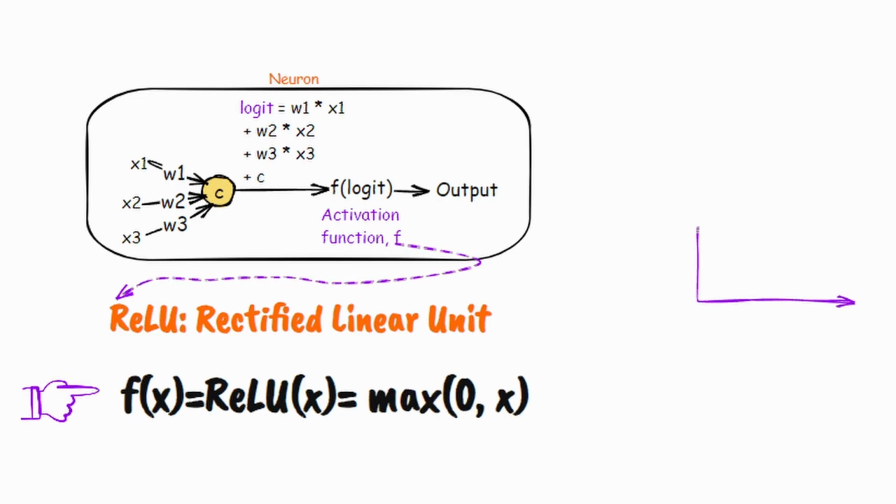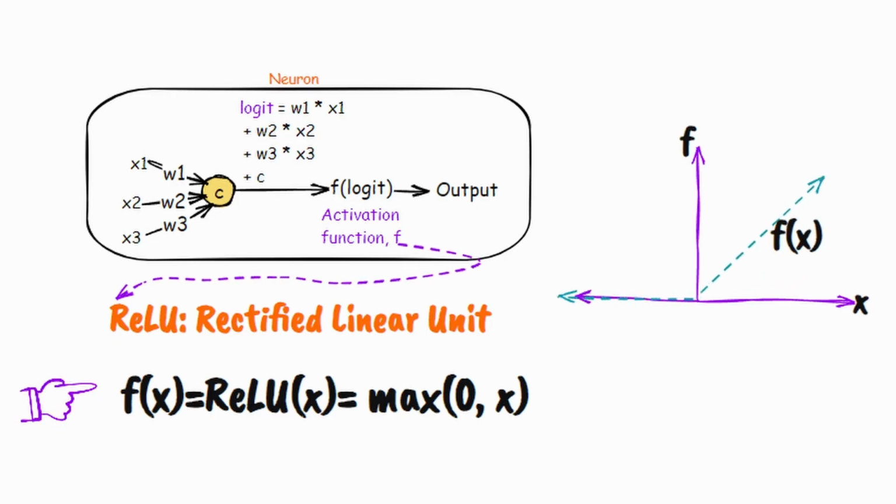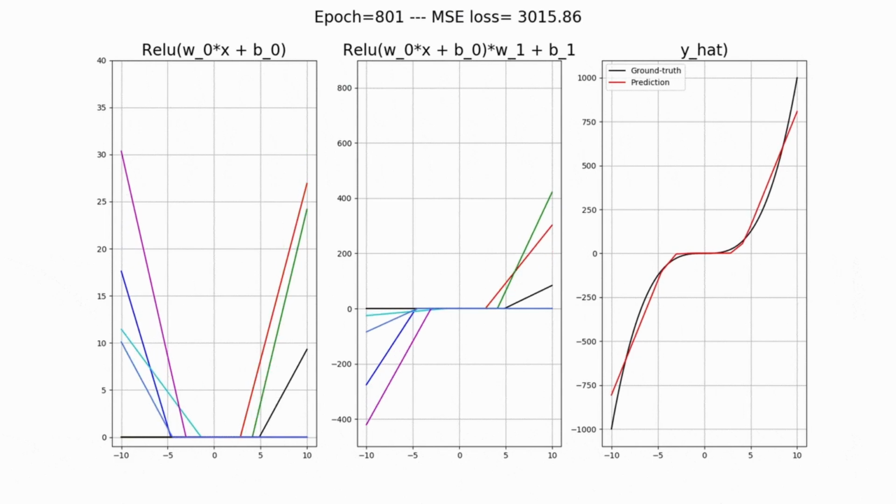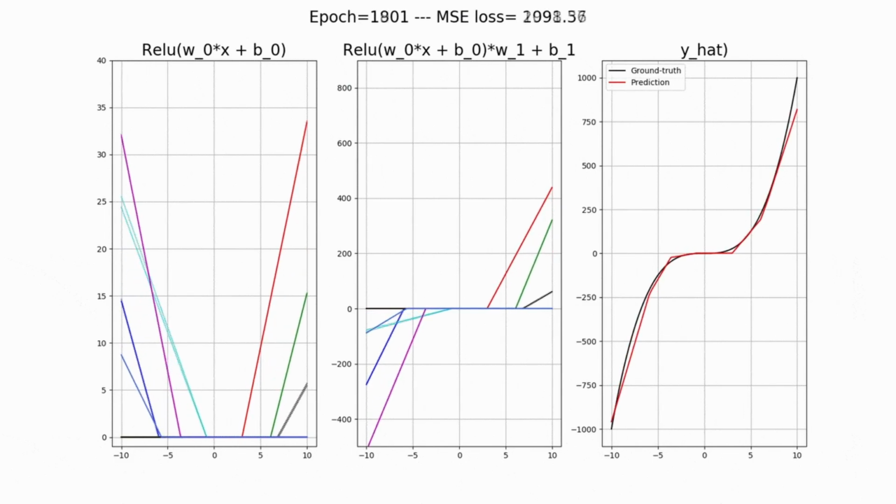ReLU. Sounds technical. But the idea is simple. It's just a more efficient on-off switch for the artificial neurons. It stopped the deep networks from seizing up during training, which is what made training a 152-layer network even possible.